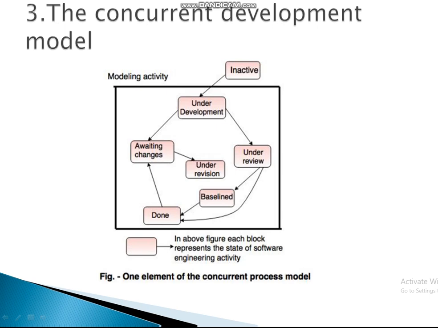Now the concurrent model, number three, the last one. There are states like under development, awaiting change, under review, under revision, and baselined. So it goes like this and it rotates. In the above figure, each block represents the state of a software engineering activity.